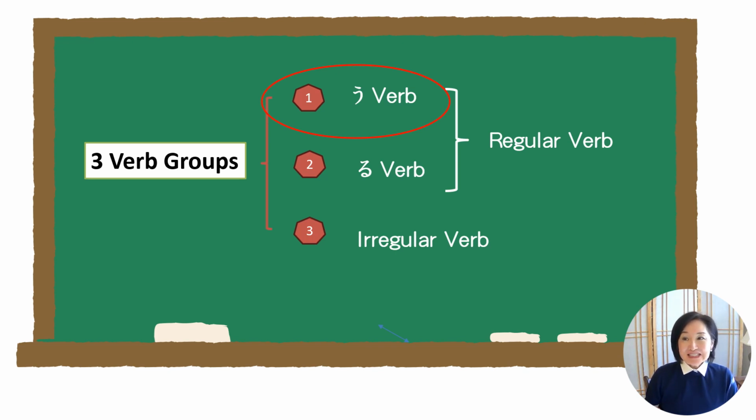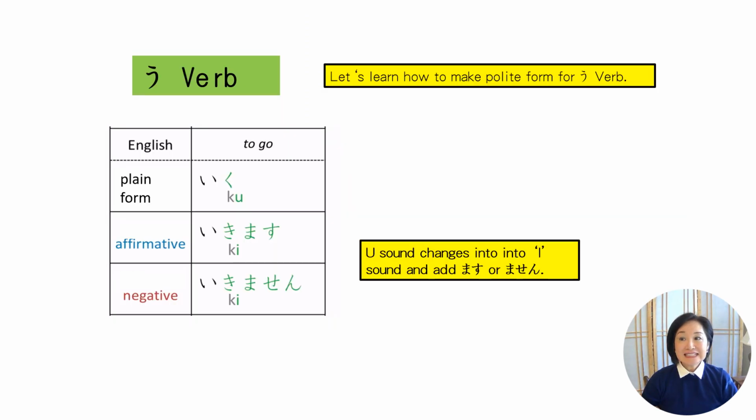The final verb group is U verb. I've saved this group for last because it demands more attention. So, I hope you're still awake. Let's learn how to make polite form for U verbs. So if you take a look at U verbs, it has this U sound at the end. The verb to go is 行く. 行く sound right here.